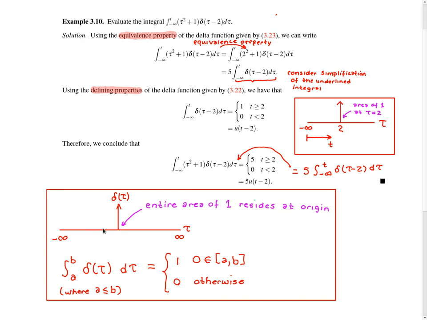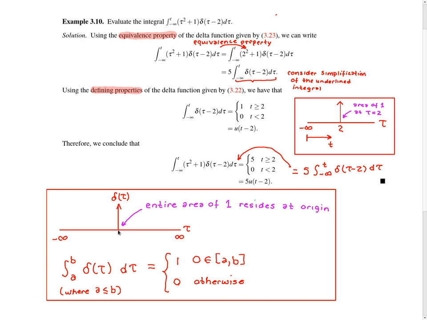But we also know the function is 0 everywhere except at a single point, which is this point here. Therefore, we can reason that this implies that all of the area of 1 under this curve is concentrated at the point where the delta function is non-zero. So if we're integrating a delta function, we can only get one of two answers. Either we get 1 or we get 0.